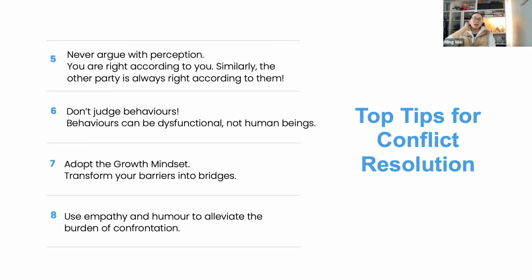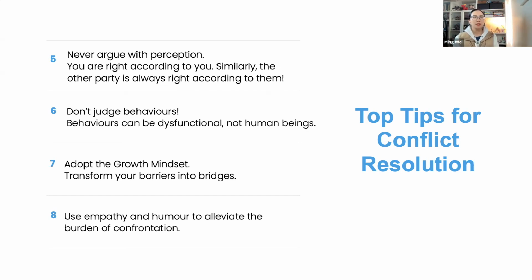So here, I think we've touched upon that already. Don't argue with perceptions. You are right according to you, and the other party is always right according to them. Please bear in mind that it's just like our lenses, how we see the world through our eyes, how we interpret it is right according to me. And I'm sure that everyone has got a different opinion on something else apart from me, which is okay. This is about accepting others openly and then trying to reach something in common from there.